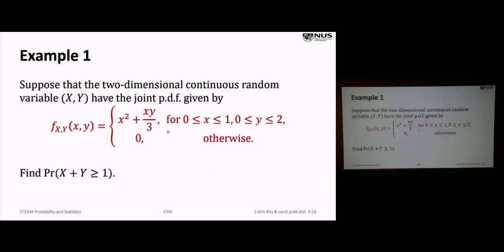Okay, let's have a look at some examples associated with joint probability density functions. Now we're given a pair of continuous random variables x and y, and the joint probability density function, PDF, is defined to be x squared plus xy over 3 if x is between 0 and 1 and y is between 0 and 2, and it's 0 otherwise. We want to compute the probability that x plus y is at least 1. So how do we do this?